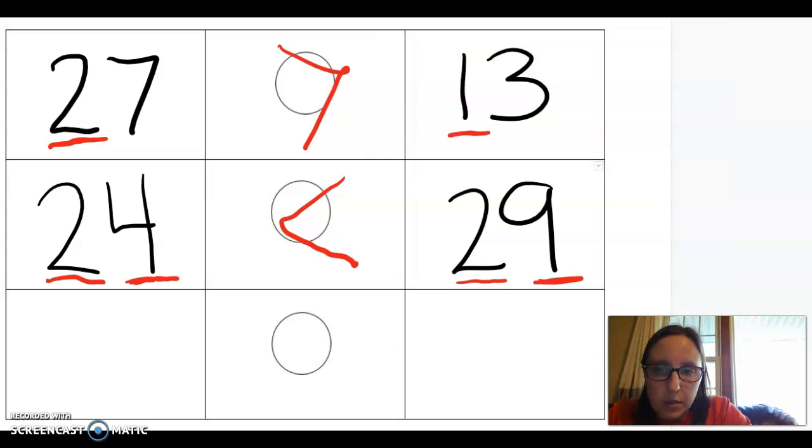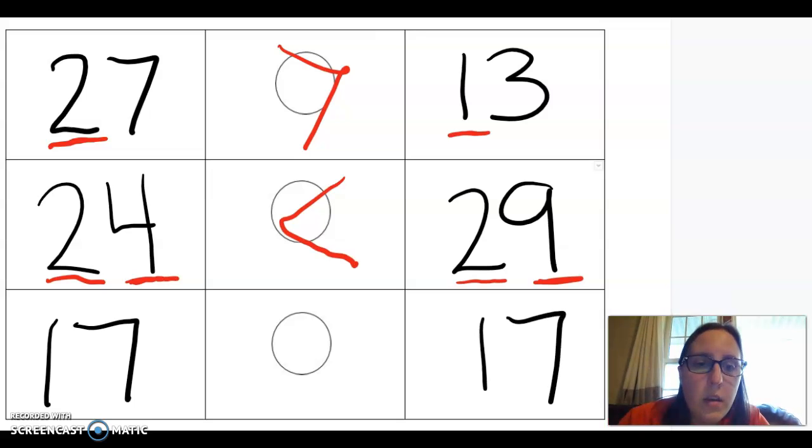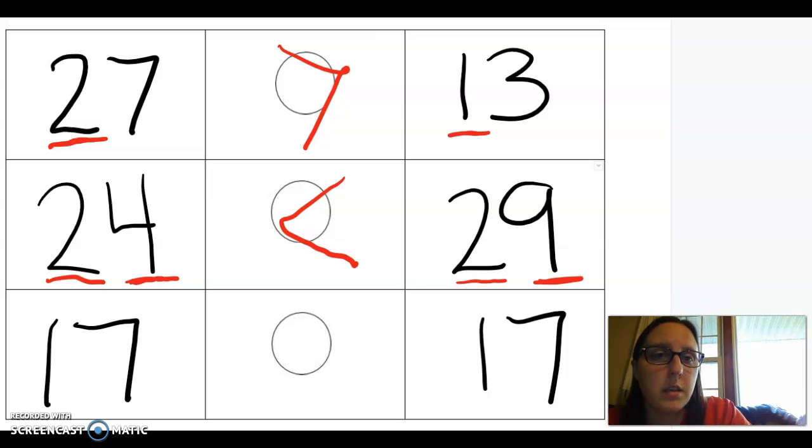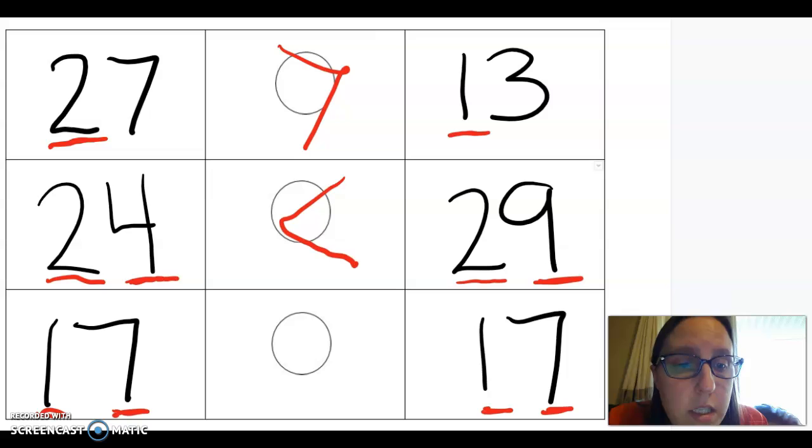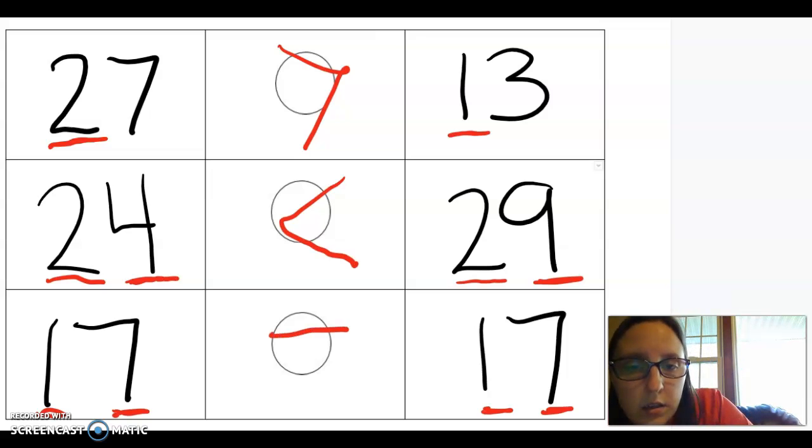I'm going to write down the number 17 and the number 17. Turn to whoever you're working with. I want you to talk with them about if 17 is greater than 17, 17 is less than 17, or 17 is equal to 17. If you said they're equal, you're correct. If you take a look at both of these numbers, they both have a 1 in the tens place and a 7 in the ones place. So that tells us that they are the same number, that they are equal.